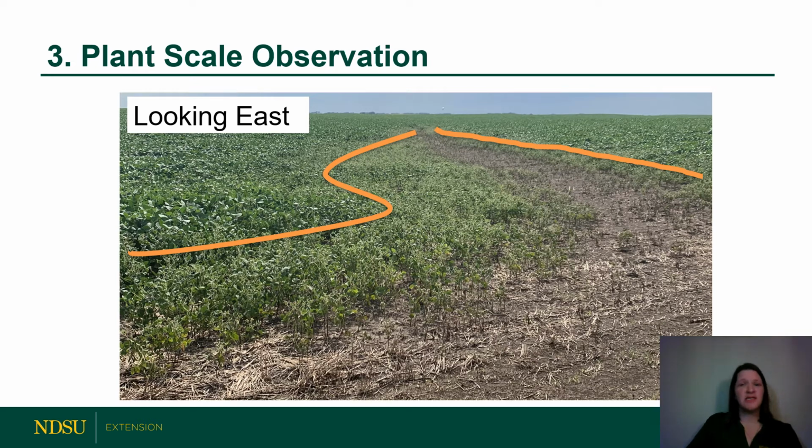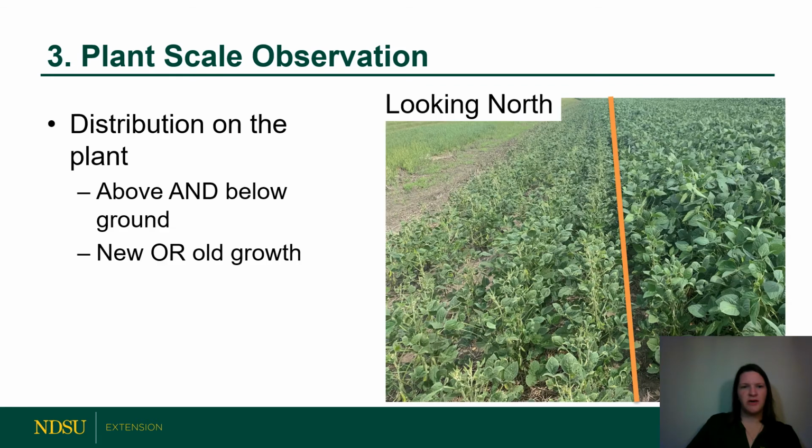So that's looking east directly into that drainage ditch area. Now, if we're turning and looking north, we can see again a clear difference in this line. Really, we have healthy soybeans on the right, poor soybeans on the left. This is the edge of the field, and that field lane is just right here.